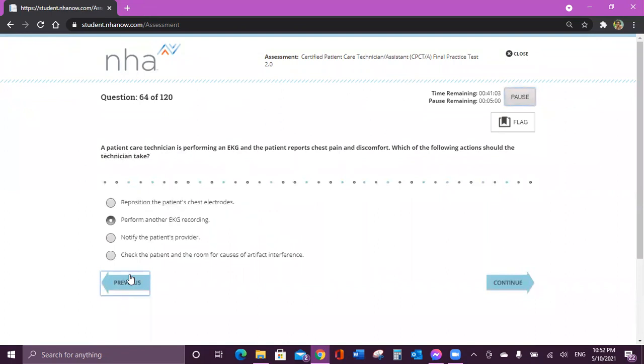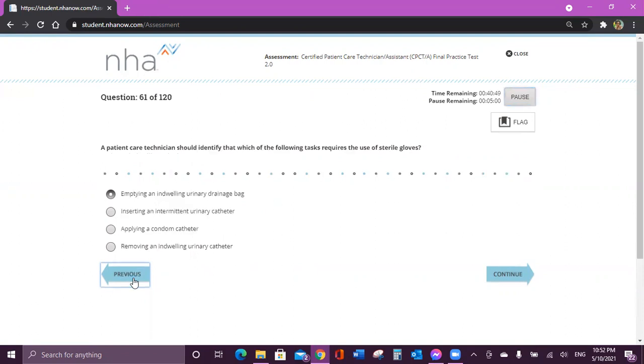Ah, esa era, ¿verdad? Dale. Ya, yo creo que era esa. Ah, no, pensé. No, era donde se estaba muriendo, ¿verdad? Anti-training origin. Esa era, ahí era. Déjala ahí. A patient care technician should identify which of the following as required use the sterilized gloves: empty an individually original draining bag, injecting an intermittent original catheter, applying condom, removing an injury. No, esa misma.